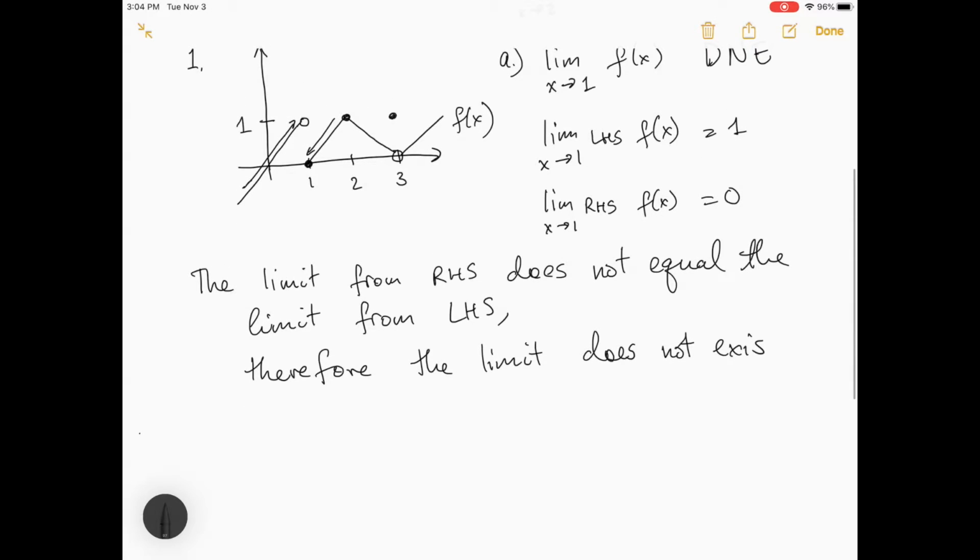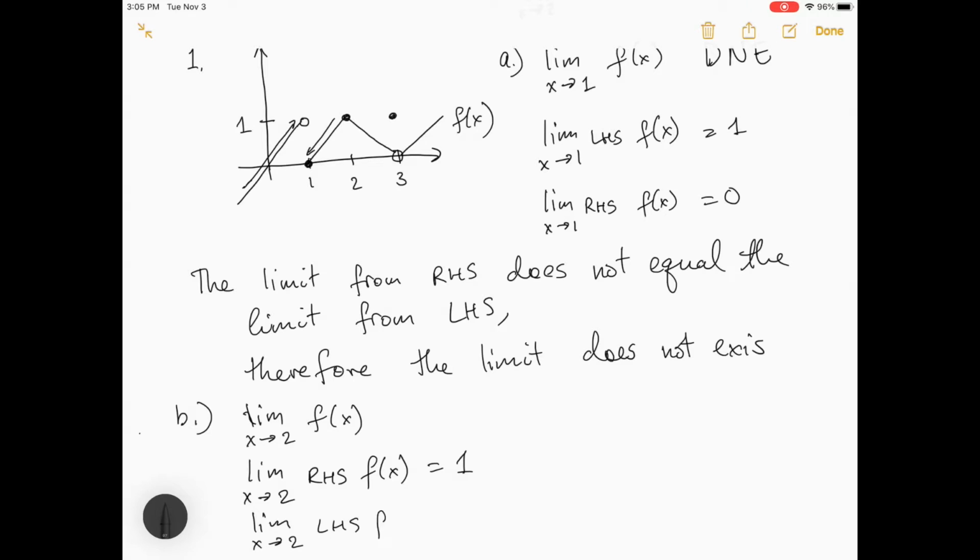So then looking at point x equal to 2, the limit from the right-hand side approaches 1, and the limit from the left-hand side of f of x also approaches 1. So because the limit from the right-hand side and from the left-hand side are equal to each other, the limit exists and is equal to 1.